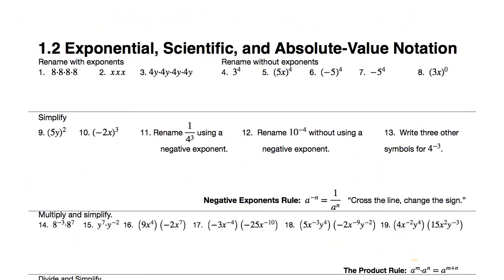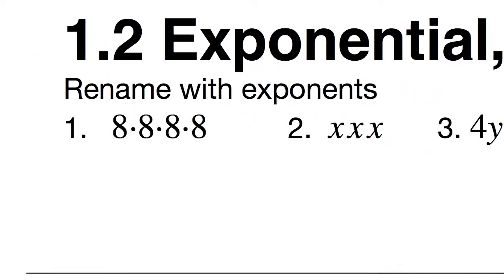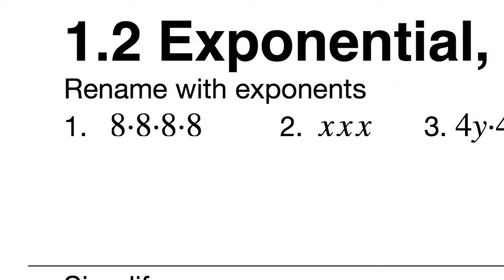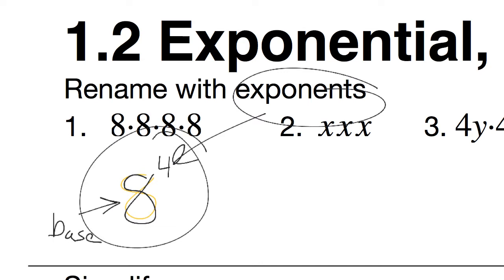So, exponential, scientific, and absolute value notation. I love this stuff. So, for example, we've got 8 times itself 4 times. That means that you can rewrite this as 8 to the 4th power. This is the exponent right here, and we call this the base. The whole thing is called a power. So the power here, rewritten with exponents for number 2, would be x to the 3rd.